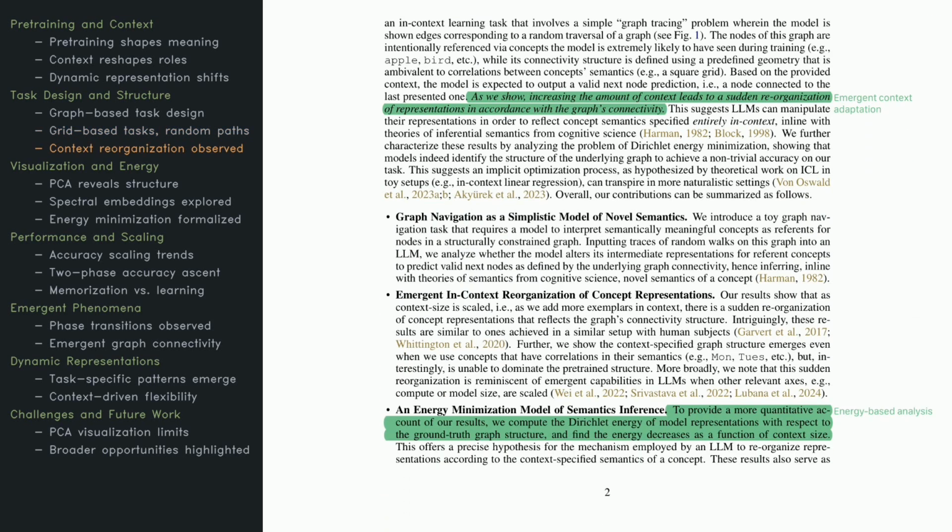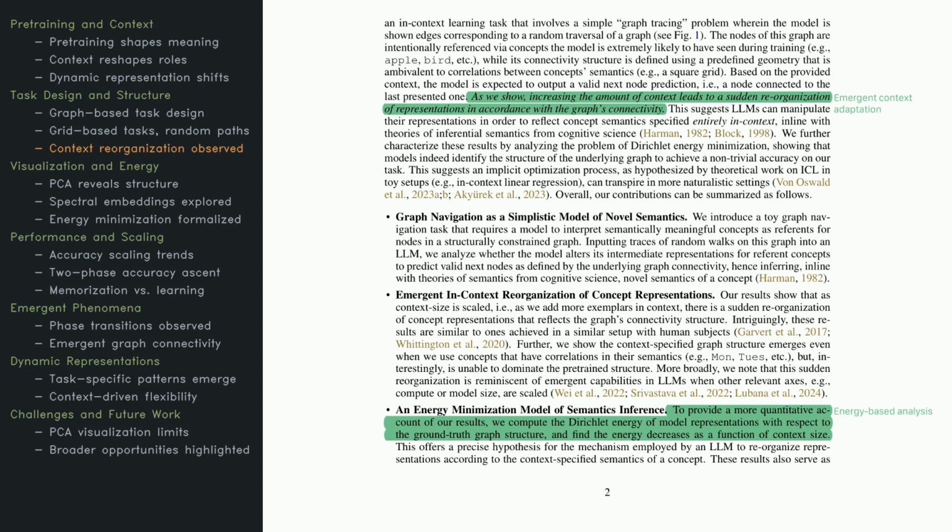To dig deeper, the authors look at what happens when you increase the amount of context the model sees. They find that the more context you give, the more the model's representations realign themselves to match the underlying graph structure. In other words, the model updates its semantics to fit whatever structure it's given. This phenomenon parallels ideas in cognitive science, where context shapes meaning.